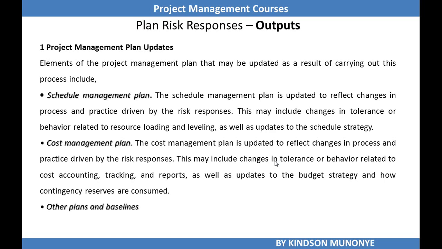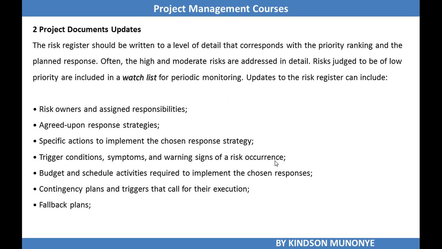For instance, the schedule management plan may have to be updated to add some contingency to take care of negative risks. The cost management plan might also have to be updated. Other plans and baselines include the quality management plan, the stakeholder management plan, the communication management plan, the cost baseline, the schedule baseline, etc. Project document updates are another output of plan risk response. The risk register is one of the important project documents that might be updated to give more details on risks that have been identified and prioritized.